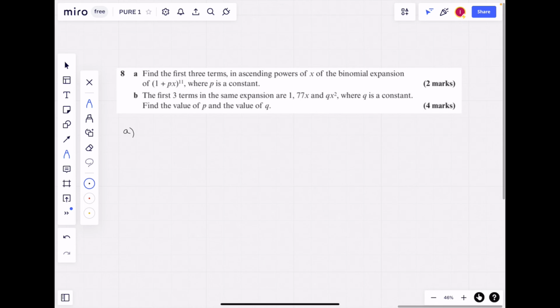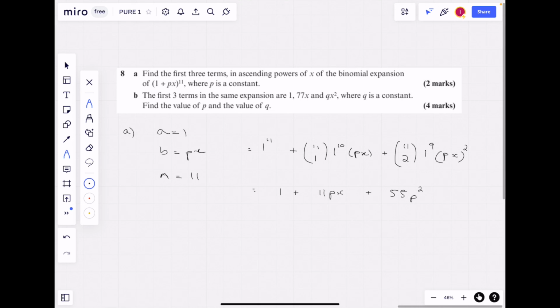Part A. You want to find the first three terms. A is equal to 1, B is equal to px, n is equal to 11. 1 to the power of 11 plus 11, 1 times 1 to the power of 10 times px. And then term number 3 is going to look like this. So 1 plus 11px plus 55p squared x squared. Part B. The first three terms in the same expansion are 1, 77x, and qx squared, where q is a constant. Find the value of p and the value of q.